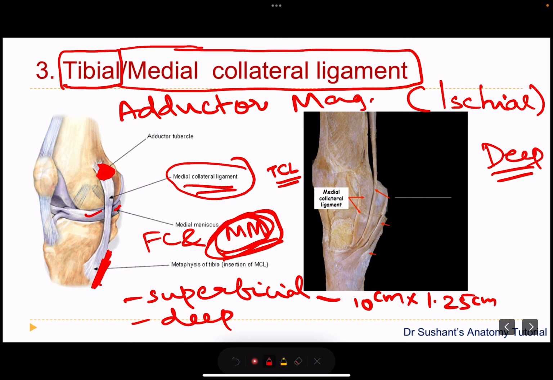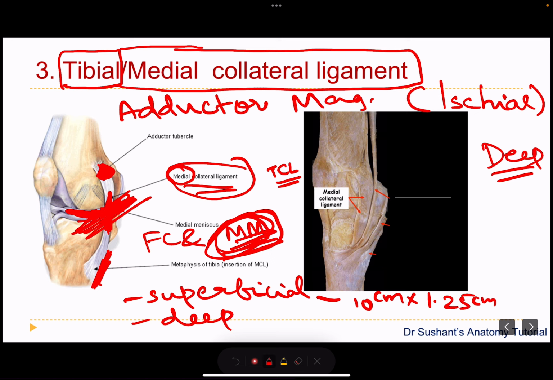So here we see the medial meniscus, which is nothing but a white fibrocartilaginous structure. It is the articular disc of the knee joint on the medial side. So the deep surface of the tibial collateral ligament, or the medial collateral ligament, is firmly attached to the medial meniscus. It is very important to note that the deep part of the tibial collateral ligament blends with the fibrous capsule and the medial meniscus. So superficially, the tibial collateral ligament blends with the fibrous capsule, and on the deep surface, it blends with the medial meniscus.